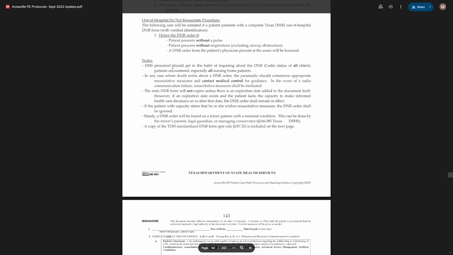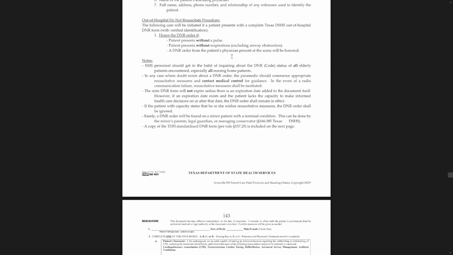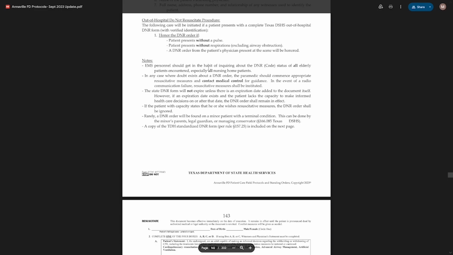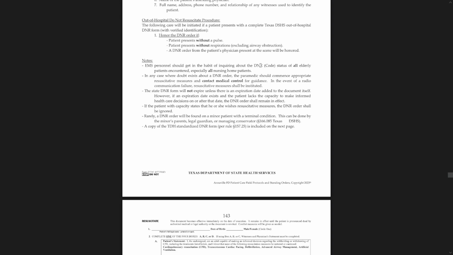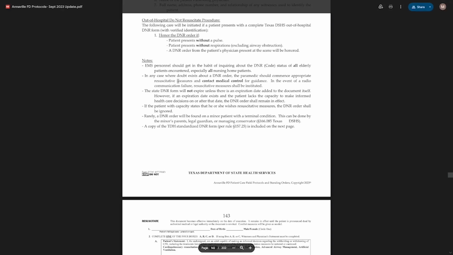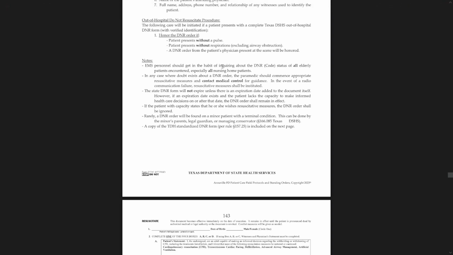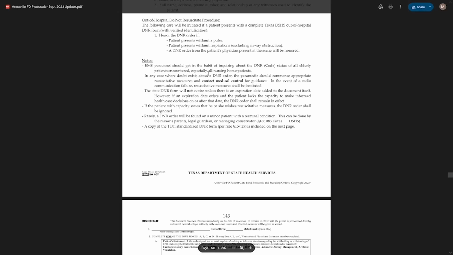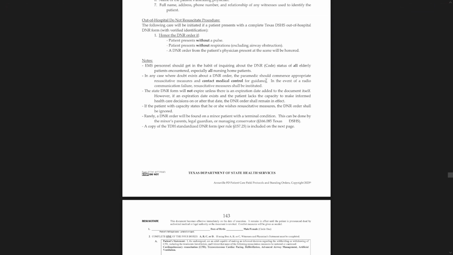Note: EMS personnel should get in the habit of inquiring about the DNR code status of all elderly patients encountered, especially at nursing homes. In any case where doubt exists about a DNR order, the paramedic should commence appropriate resuscitative measures and contact medical control for guidance. In the event of a radio communication failure, resuscitative measures shall be initiated.